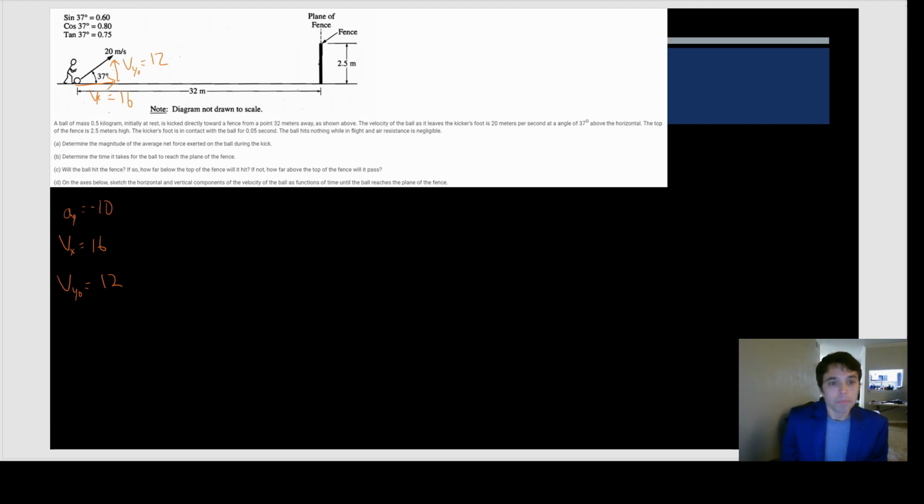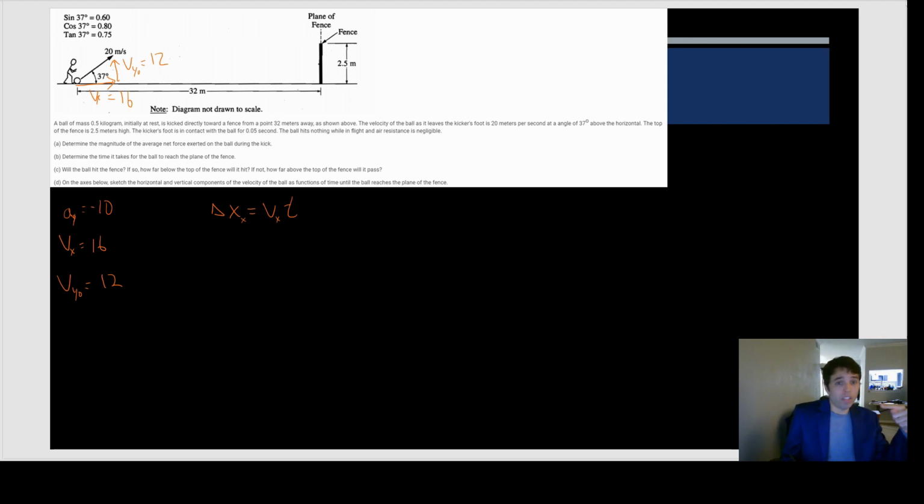Here's how you do it. We know the plane of the fence is 32 meters away horizontally. Well, how long would it take to get 32 meters? This is one of those rare times we're actually going to use the horizontal velocity to find the time. How long does it take to get there? We don't care how high up the ball goes necessarily.